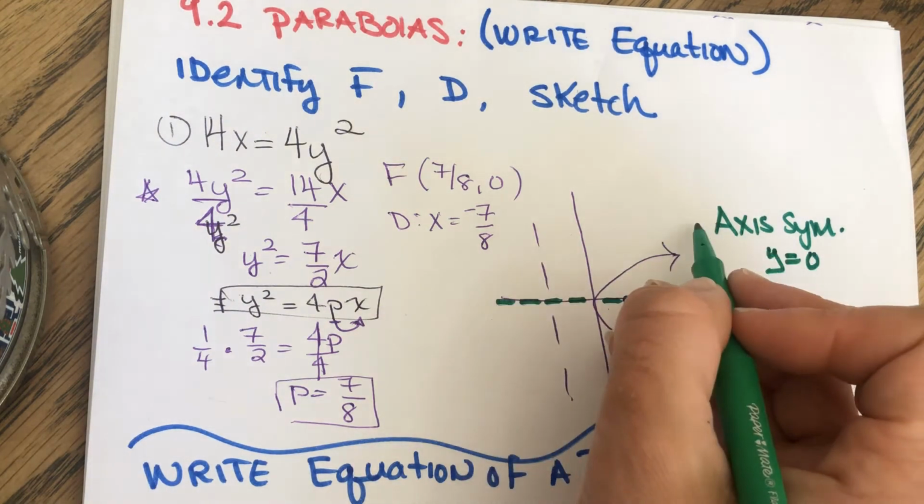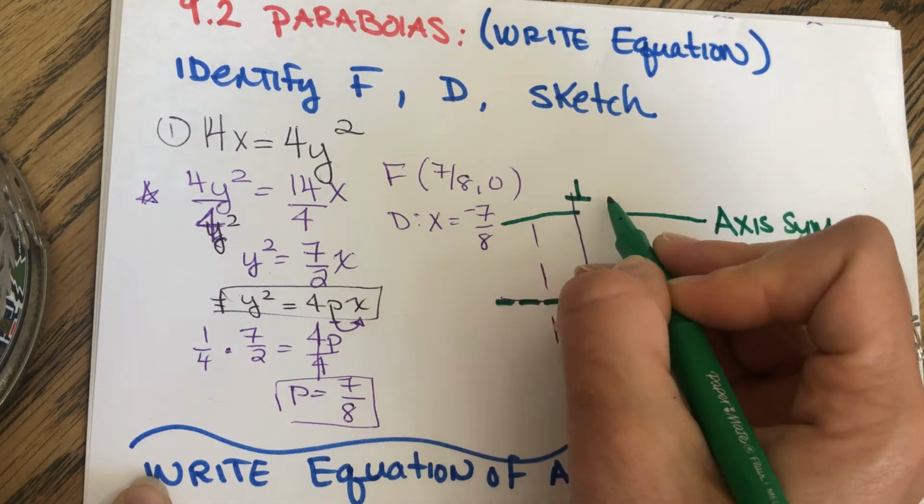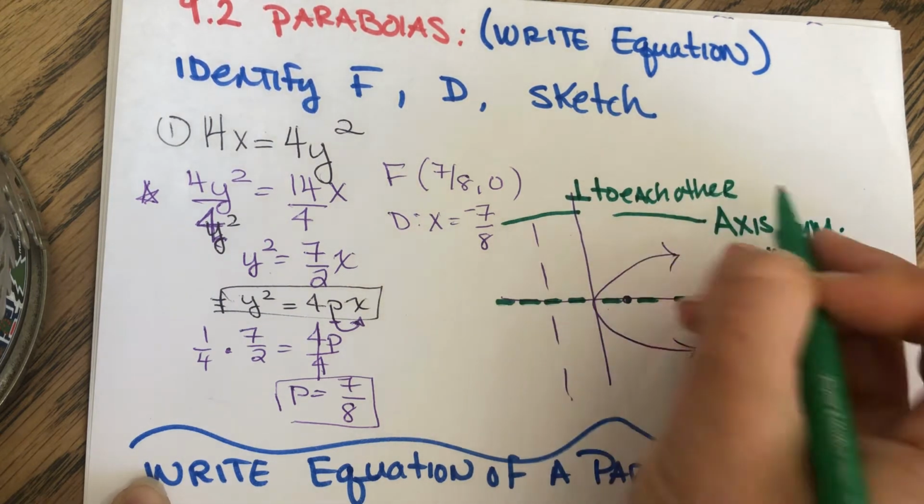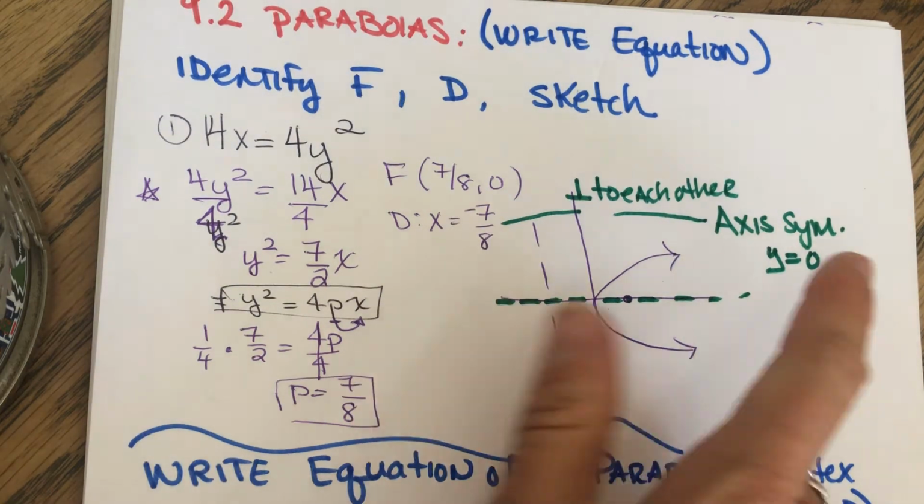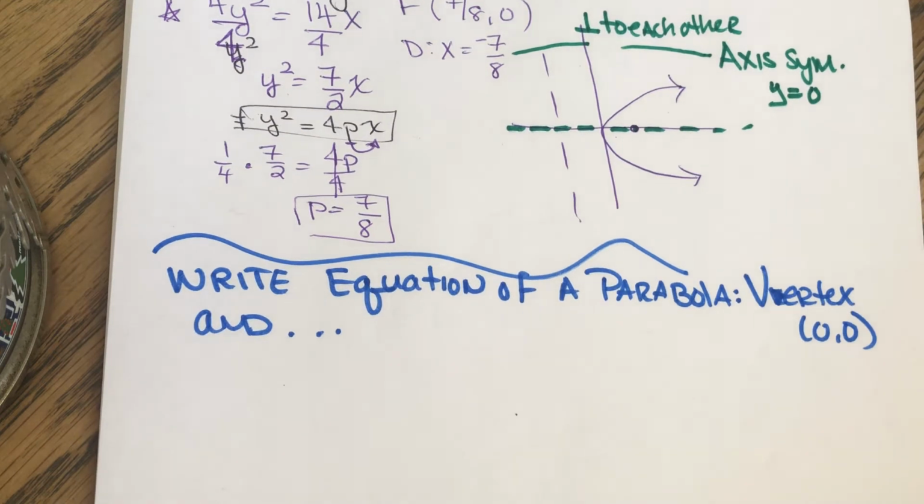If you remember from yesterday, the directrix and the axis of symmetry are perpendicular to each other. So if they're perpendicular to each other, if this is x, this is y. If it's y, it's x. Okay, so that's what you have to make sure you're aware of.